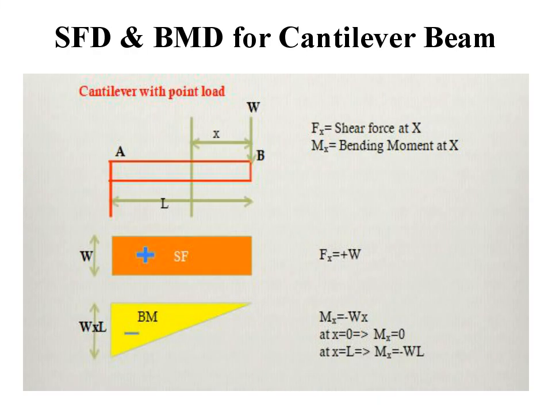Next, shear force diagram and bending moment diagram for cantilever beam. Cantilever beam with point load. What is meant by cantilever beam? Beam having one support fixed, the other support free. Here the cantilever beam has point load W at free end, for which we have to find the shear force diagram and bending moment diagram.